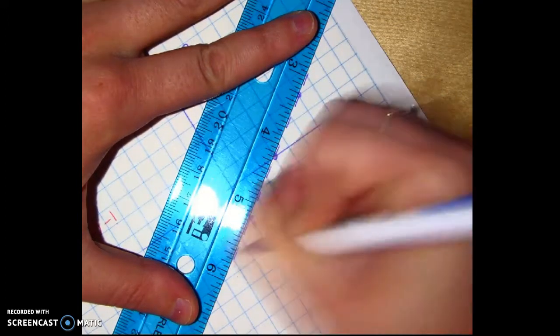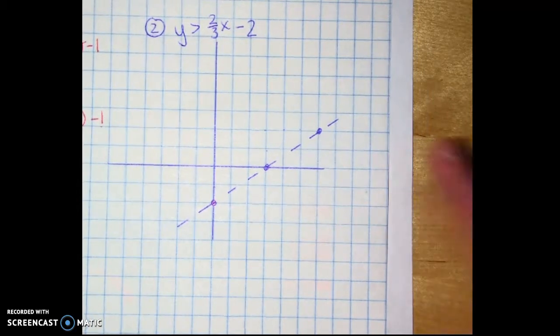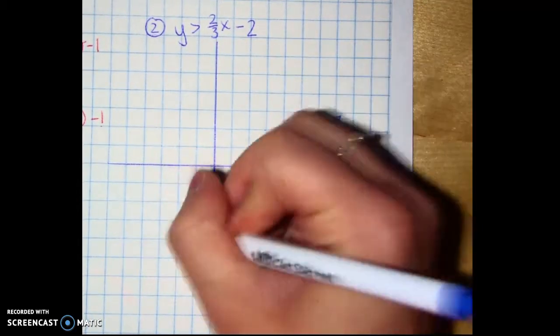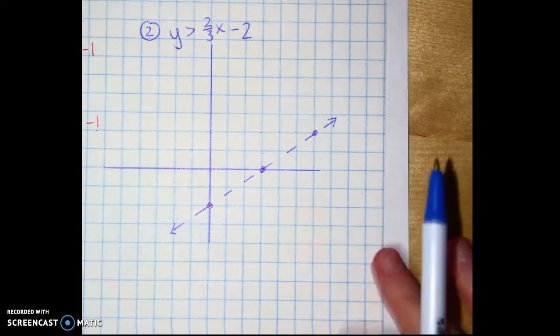And the reason why it is a dashed line, it means that any of those points that are actually on the line are not solutions to the inequality. If it's a solid line, like it was in number 1, that means any point on that line is a solution. But in this case, it's not.